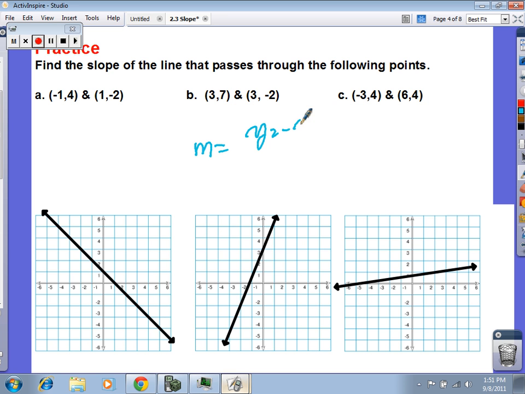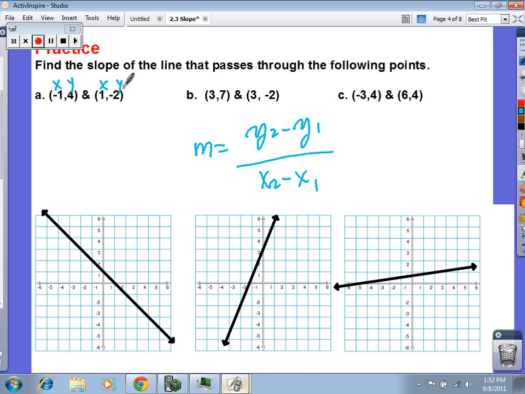Y sub 2 minus y sub 1 divided by x sub 2 minus x sub 1. You remember this? Your y's have got to be on top. X is on bottom. So in your ordered pair, do you remember which one's x and which one's y? Alright, label it: x, y, x, y. Okay, the order does not matter as long as your y is on top and x is on bottom.